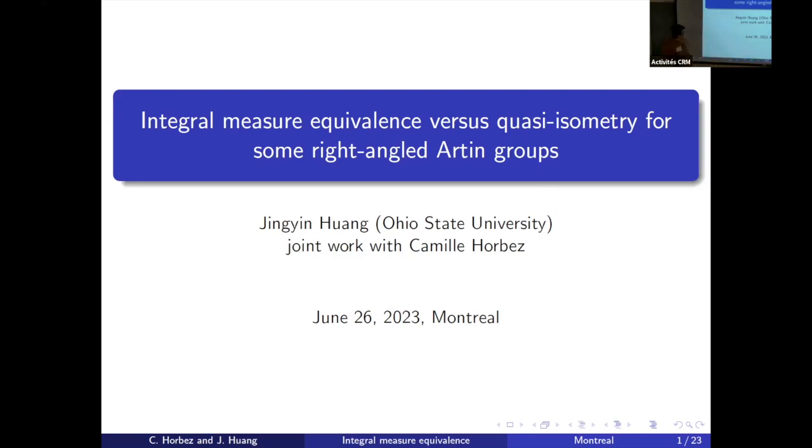Today I want to talk about the relation between measure equivalence and quasi-isometry. To motivate, I'm going to spend the first half hour giving you some motivation and an overview.